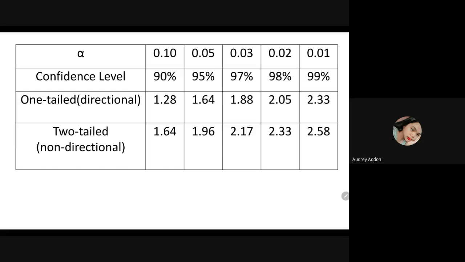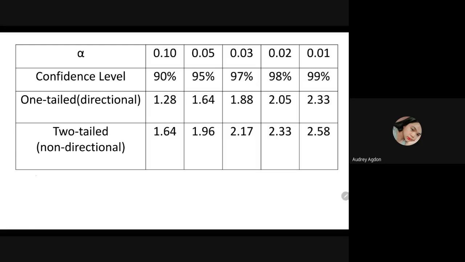Recall that the following confidence levels are commonly used in the field of statistics. When the confidence level is 90%, the one-tailed value is 1.28 and the two-tailed is 1.64. When you have a 99% confidence level, the one-tailed value is 2.33 while the two-tailed is 2.58.